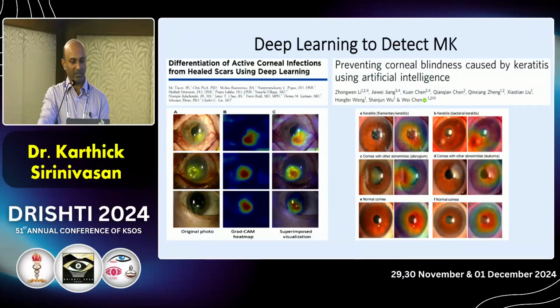So we have also done this for corneal infiltrates from healed scars, whether it is an active infiltrate in a healed scar or a healed scar by itself. Or in cases where you have various other disorders like keratoconus, or a normal cornea, or any ectasias, it is going to pick up. So these are things that we have done in the anterior segment of the eye.